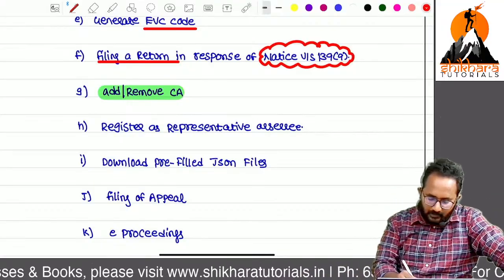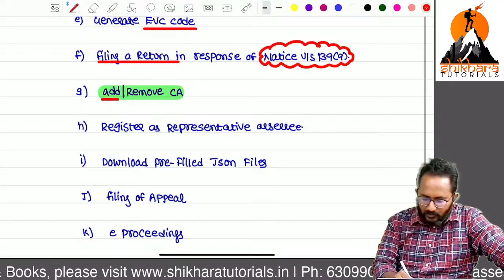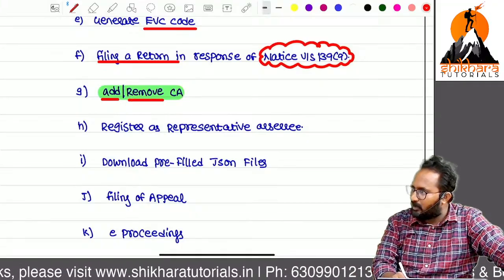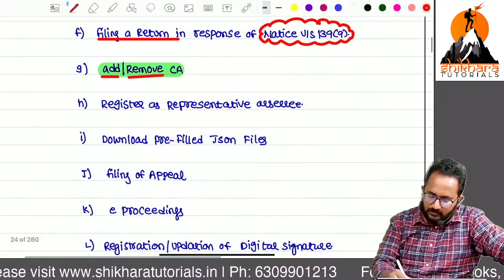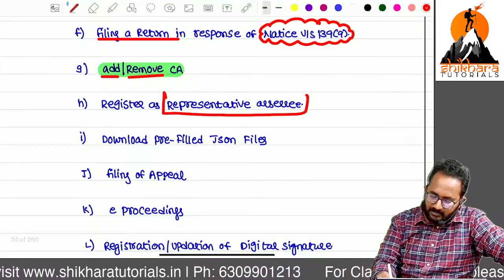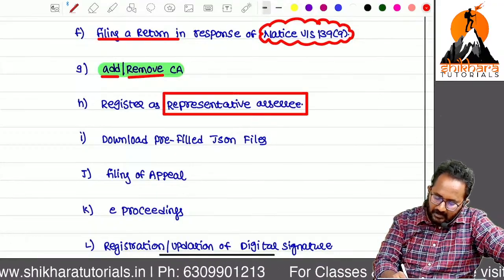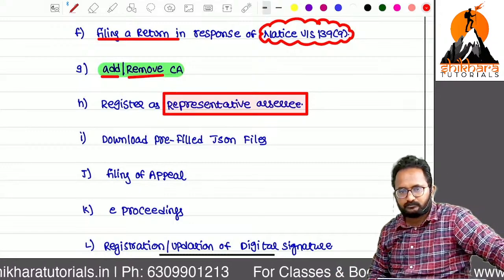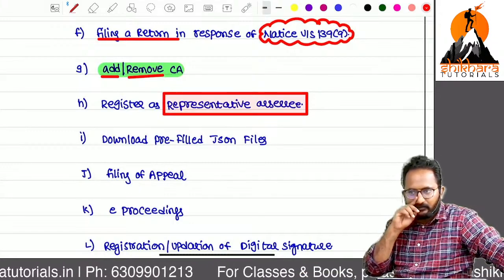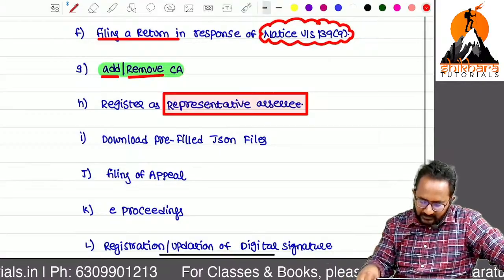So next, sir, one year, one person. Next, you can remove that CA and add one more CA. Next, sir, I can register myself as a representative assessee for my father. So you can fill in the details of who can act as a representative assessee.